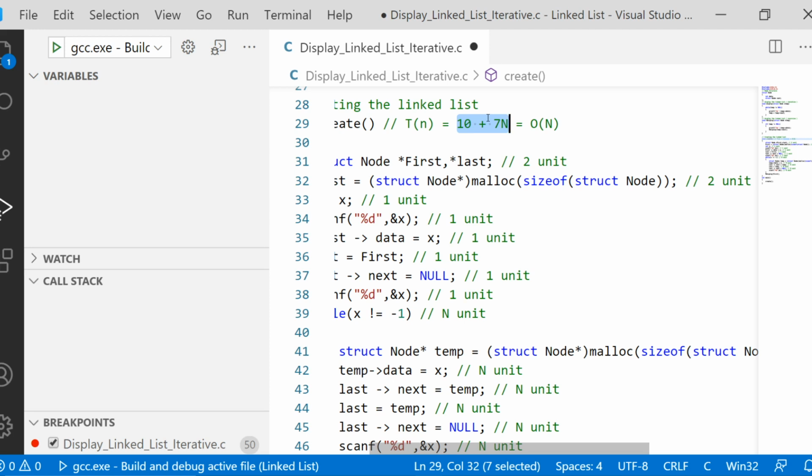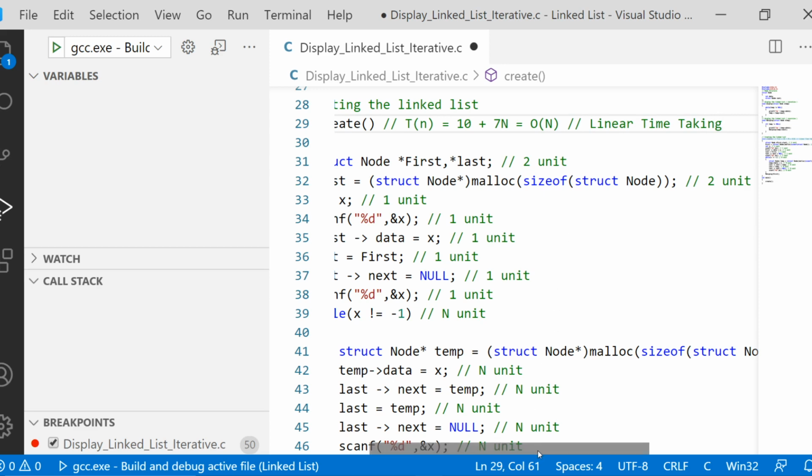So when there is a change in the input, and there is a linear increment in the unit time consumed, then it can be called a linear time taking solution. So here the create function comes under the category of order of n time complexity, which clearly says that it is a linear time complexity. So this is a linear time taking solution.